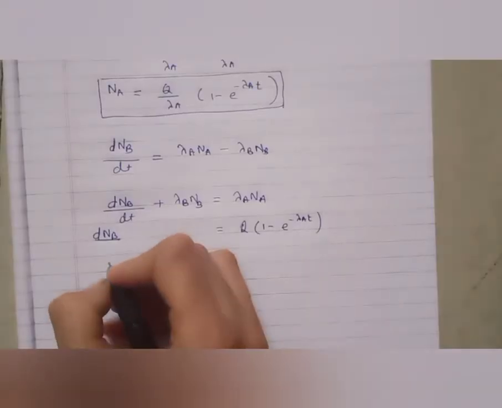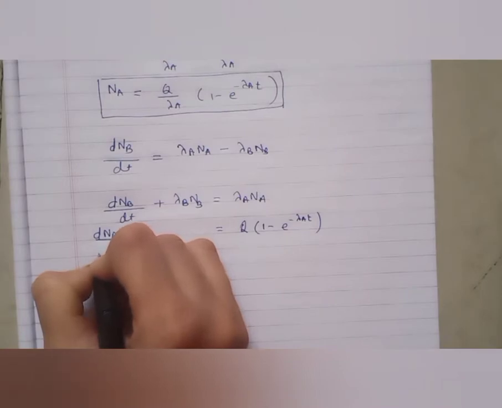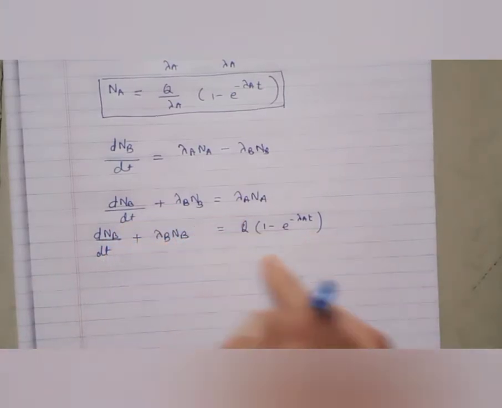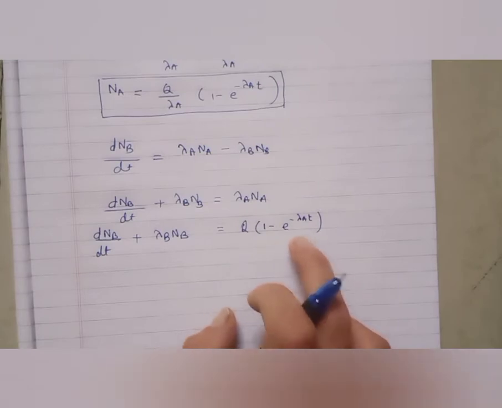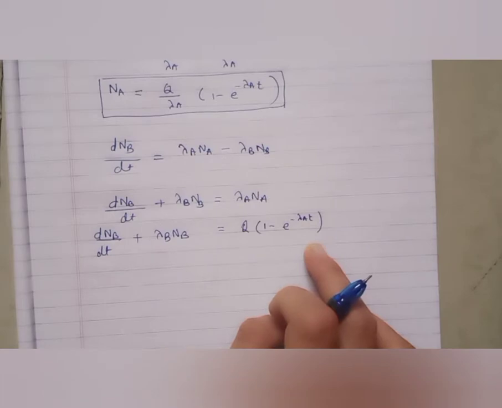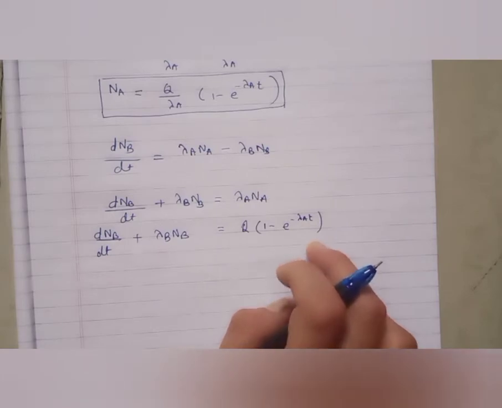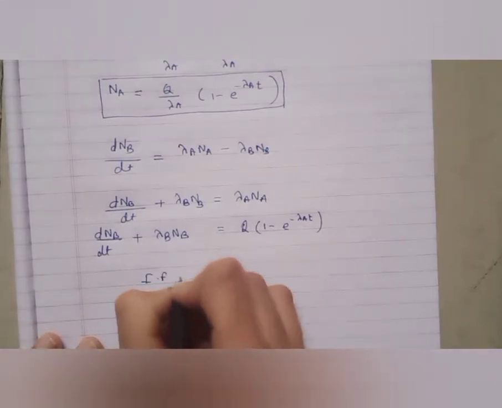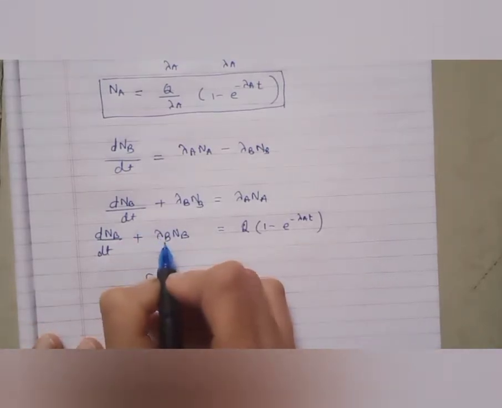So here the equation I'm getting is dNb/dt plus lambda b Nb equals q into 1 minus e raised to minus lambda a t. Now again, this is a differential equation of the first order. So the same procedure that we did earlier, we are going to do. First we will find the integrating factor, which is e raised to the integration of p dt.